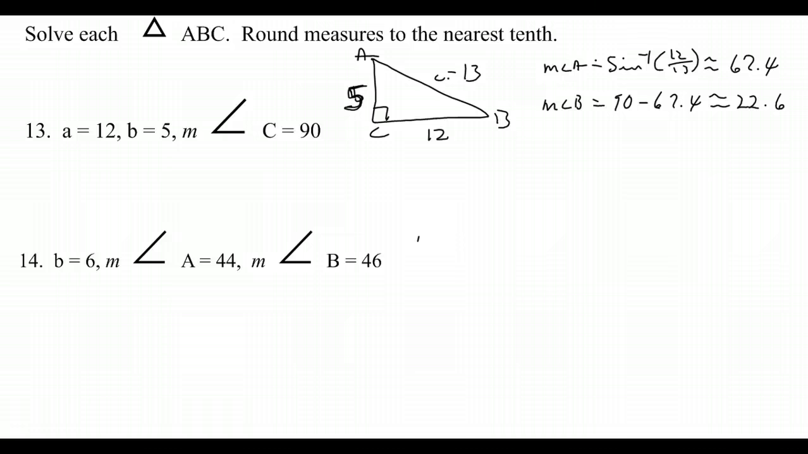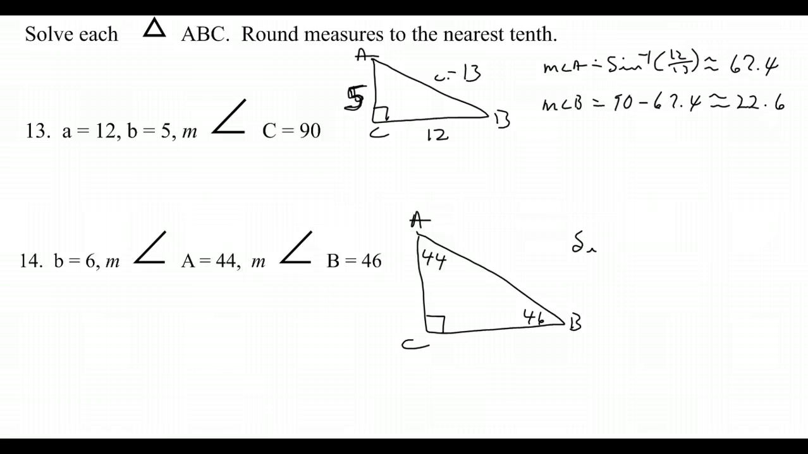For number 14, once again, I'm solving a right triangle. I know that because angle A is 44 and angle B is 46. That adds up to be 90, which makes angle C 90. It tells me that measure of side B is 6, and I need A and side C.